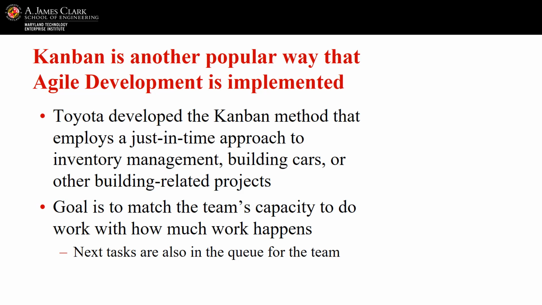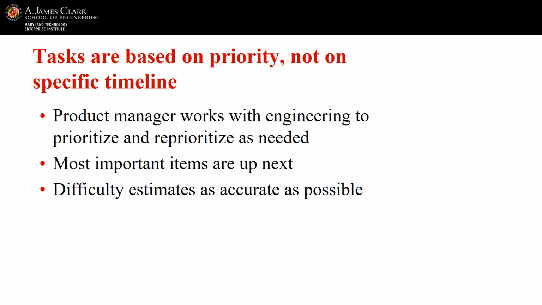There should be a few tasks ready to go as well, so that if a team finished the story points of work, they can immediately start working on the next item due up for completion. This is nice because your future priorities can change with very little impact on the team's current work. And the tasks are based on priority, not a specific timeline. So the product manager will collaborate with engineering to prioritize and reprioritize as needed, with the most important items listed to do up next. The relative level of difficulty is also estimated and included in the planning.